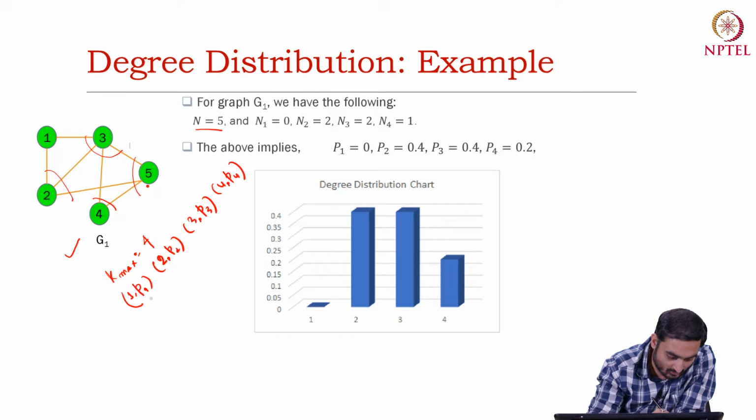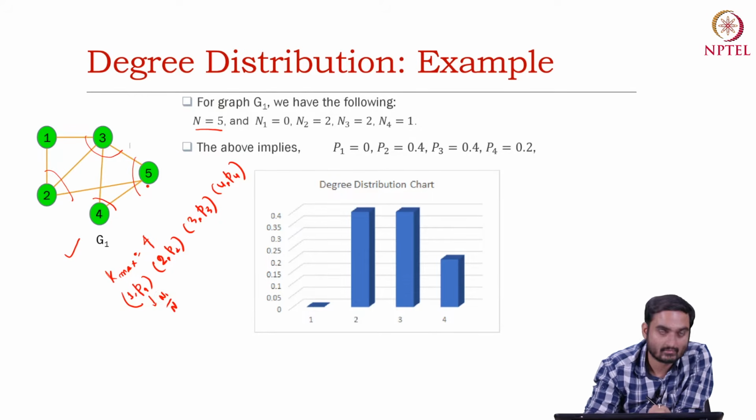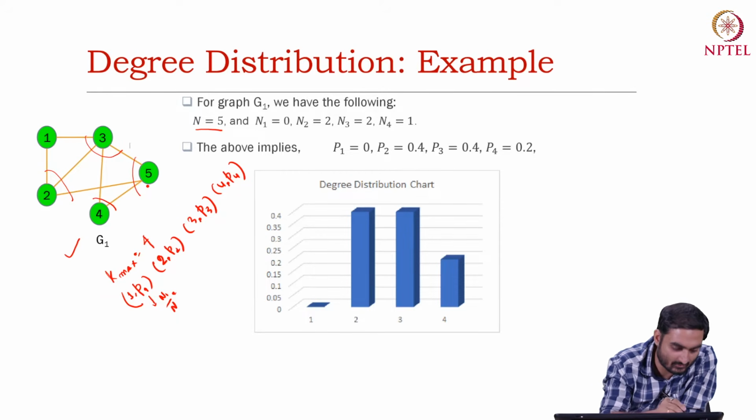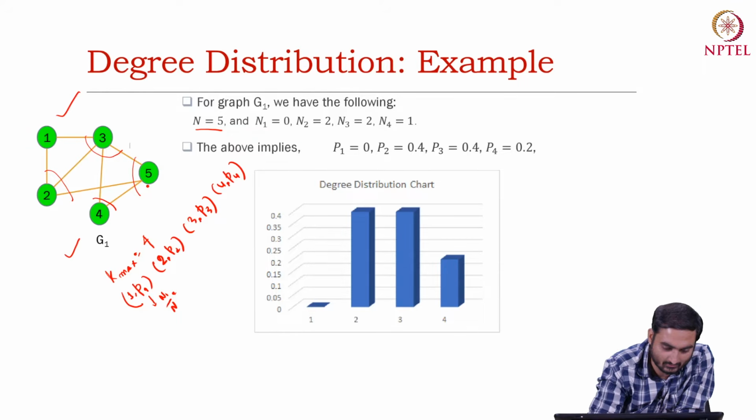Okay, so in order to measure P1, what I need is N1 by N. What is N1? Number of nodes with degree 1, right? How many nodes are there in this graph with degree 1? 0. There is no node with degree 1, right? So this is 0 by 5.